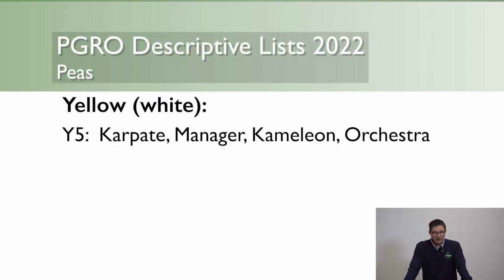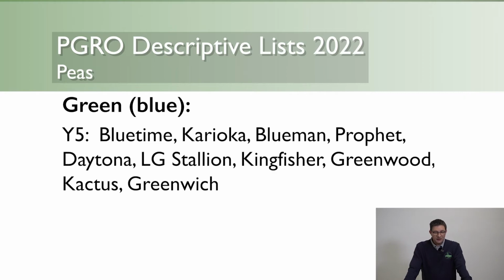Moving to peas, in the yellow category, Karpate and Manager are now joined by Kameleon and Orchestra in the year 5 category. And new to the list for 2022 is the variety Rivoli from Senova, and I'll pick up on Rivoli in a short while. In the green seeded category, it's a large category, a lot of varieties in here, but this just reflects the market for green seeded peas, and currently in the UK, that's where the major market is. That's not to say it won't change, and whites may become more dominant in the future. But Blue Time, Carioca, Blue Man, Prophet, Daytona, LG Stallion, Kingfisher and Greenwood are now joined by Cactus and Greenwich.